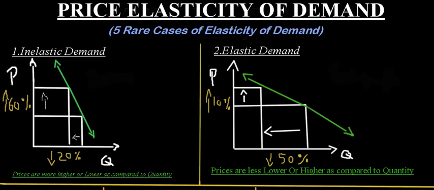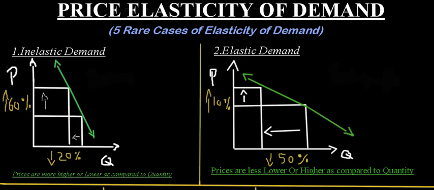Here in the inelastic demand diagram, the percentage increase in prices is more as compared to the percentage decrease in quantity. As shown in the figure, we have a 60% increase in prices, which results in a 20% decrease of quantity. So this is price inelastic demand, and this situation is applicable where products are necessities of life. Regardless of increase or decrease of their prices, it will not affect the quantity demanded.